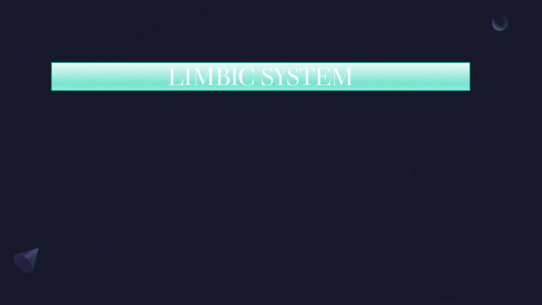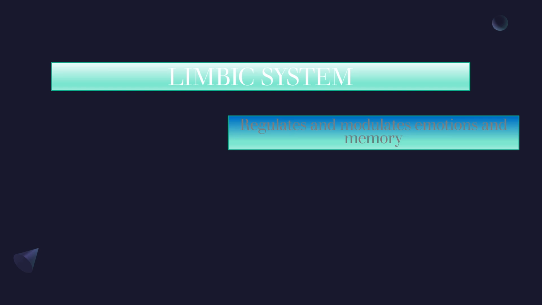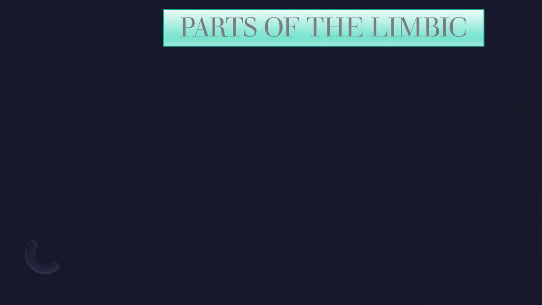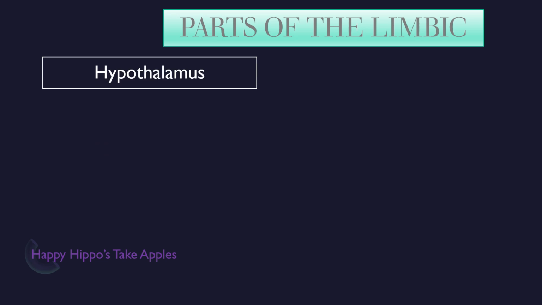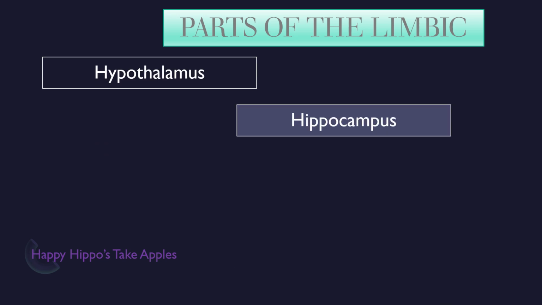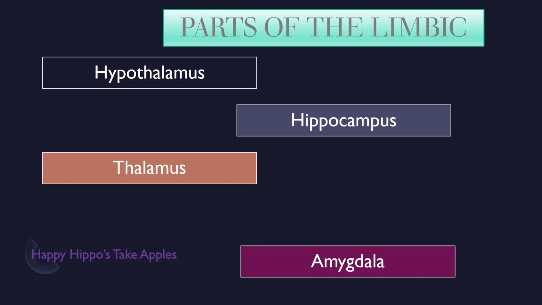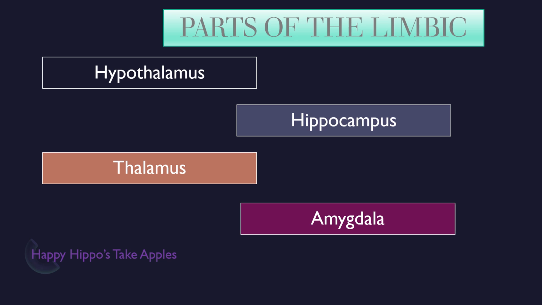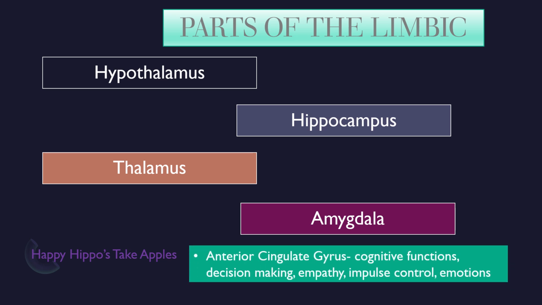The limbic system regulates and modulates emotions and memory. To remember the different parts of the limbic system, just remember, happy hippos take apples: hypothalamus, hippocampus, thalamus, amygdala. Remember the cingulate gyrus is present as well.